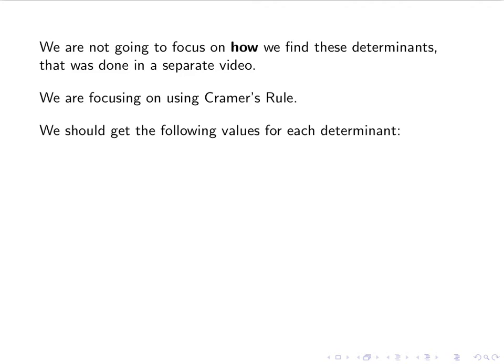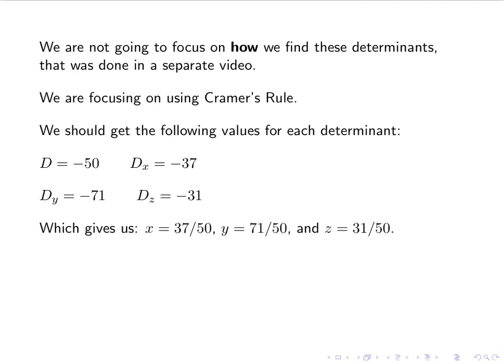So going back to that system of equations, d should be negative 50, d sub x should be negative 37, d sub y should be negative 71, and d sub z should be negative 31. So again, if you haven't already, go back to the original matrices and do out the determinants and make sure you're getting these same values. Once we have those, we plug them in, and simplifying, so get rid of all the double negatives, x is 37 over 50, y is 71 over 50, and z is 31 over 50.